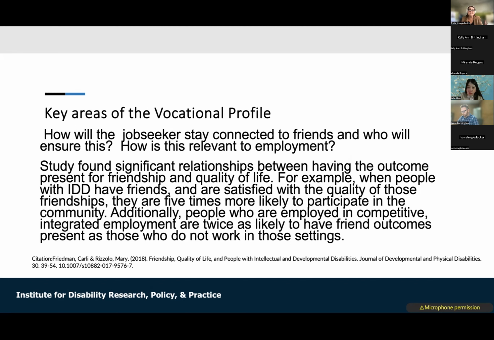So there have been some studies done, and when people have the outcome present for friendships, they're also more likely to participate in the community, and people who are employed in integrated employment are twice as likely to have friend outcomes present as those who do not work in those settings. So people have more friends when they have community-based employment or competitive integrated jobs, but we also want to make sure that they have opportunities to maintain those friendships and stay connected to friends.